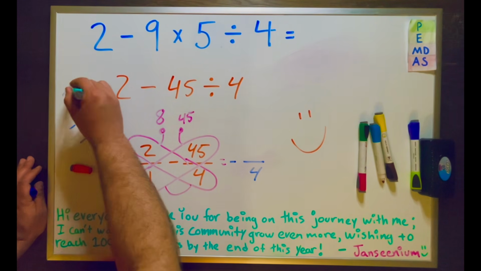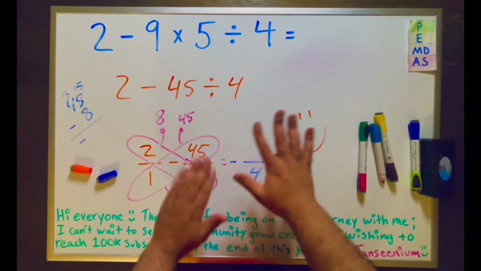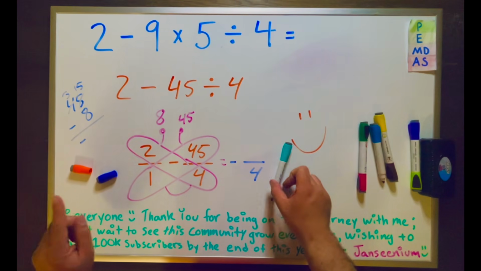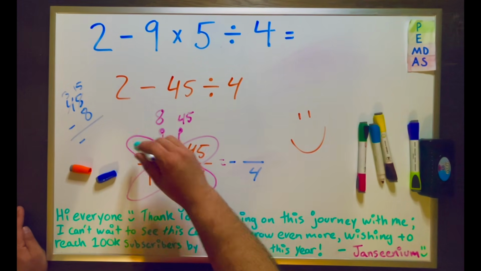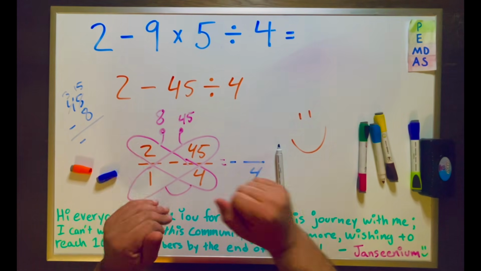So we do this, 15 minus 8. So wait, is it 8? Ooh, I made a mistake. It's 2 times, wait, yeah, 2 times 4 is 8. Okay, I'm right. So I didn't make a mistake.